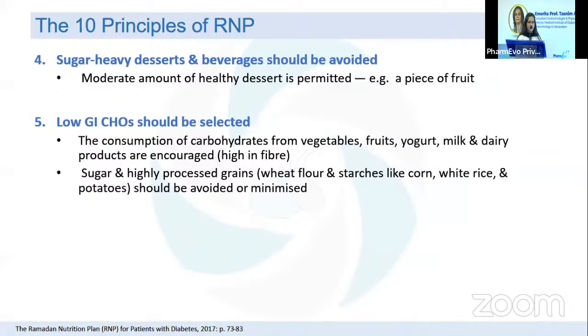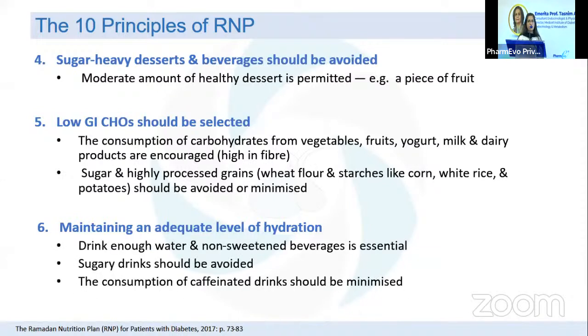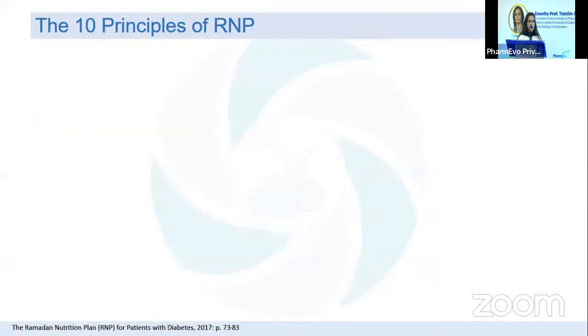Hydration is very important in Ramzan. Drink enough water and non sweetened beverages, it's essential. Sugary drinks should be avoided, and consumption of caffeinated drinks should be minimized. There's a very common trend of having tea after breaking the fast. So take sehri as late as possible.